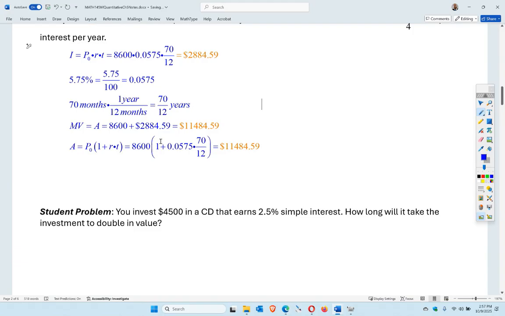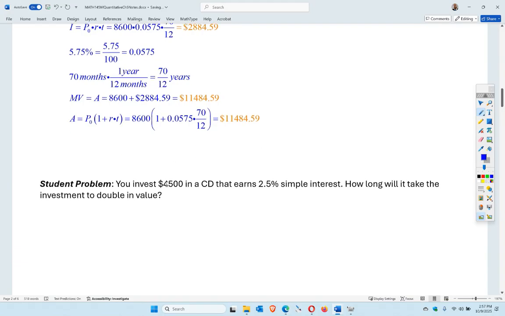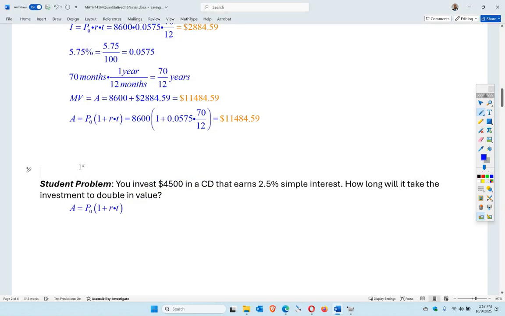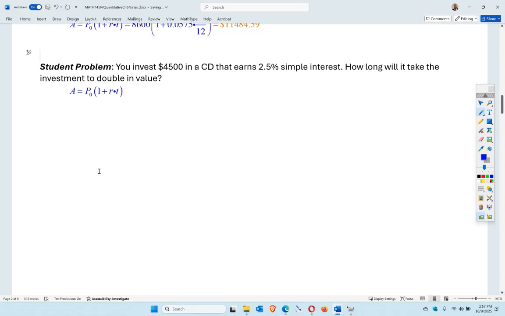Okay. So you invest $4,500 into a CD. That's a certificate of deposit, right? It's kind of like a bank account, but you can't withdraw until the end of the period. You get more interest than a regular bank account. It earns 2.5% simple interest. That's the formula we're doing. How long will it take to double your investment, basically? Okay, so I'm going to steal this formula up here. That's the formula we want, right? And we'll paste this down here. Okay, and we'll work from here.